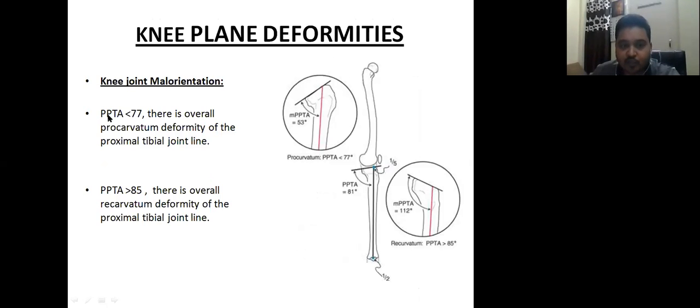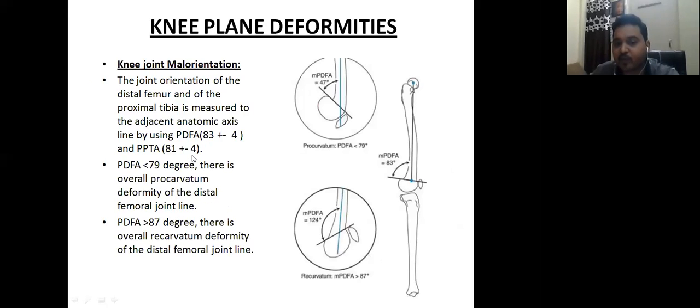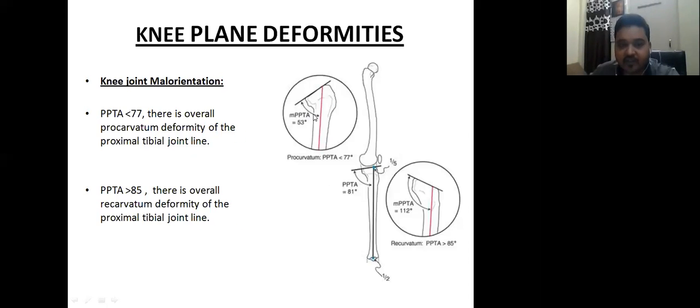Next, after seeing the distal femur, we will see the proximal tibia. The posterior proximal tibial angle is normally 81 plus or minus 4 degrees in the sagittal plane. If it is less than 77 degrees, there is an overall procurvatum deformity, the cause of which is in the proximal tibia. And if it is greater than 85 degrees, then there is an overall recurvatum deformity, the cause of which is the proximal tibia. So this way, we have to rule out one by one what is causing the deformity and accordingly plan the correction.